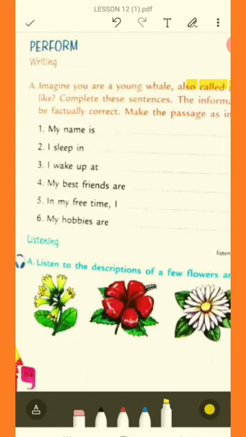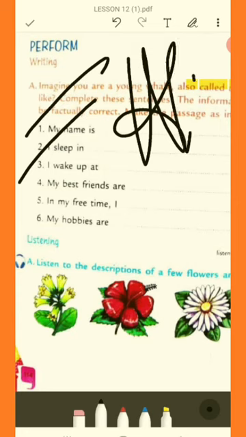You can write, I sleep in a bushy bed underwater, under the ocean. I wake up at, you have to give a time. My best friends are, write the names. In my free time, I love swimming, backstroke, upstroke, and so on. My hobbies are whatever your hobbies are, you can write. So this also is going to be your HW, which stands for homework, right?